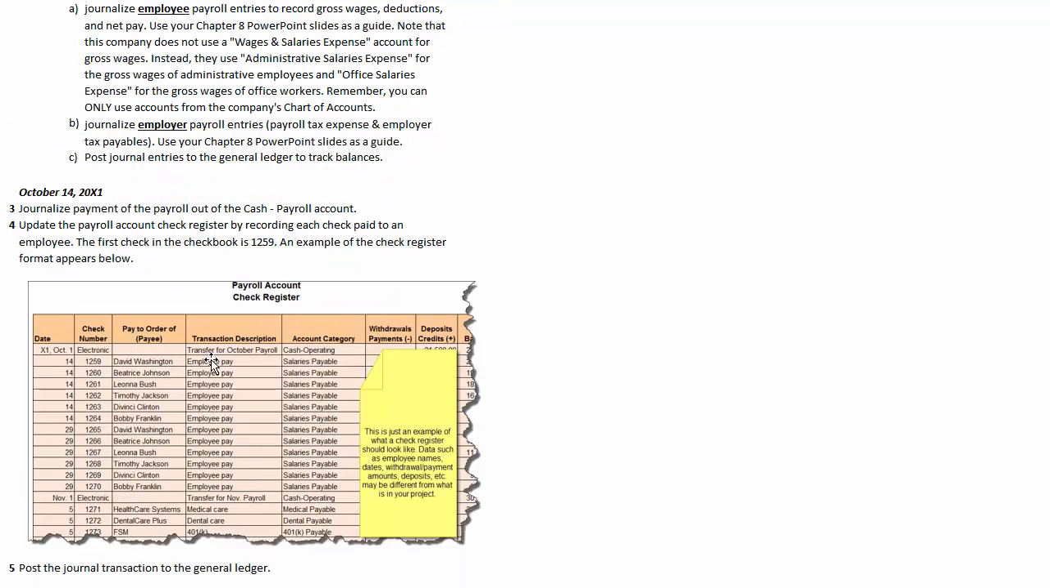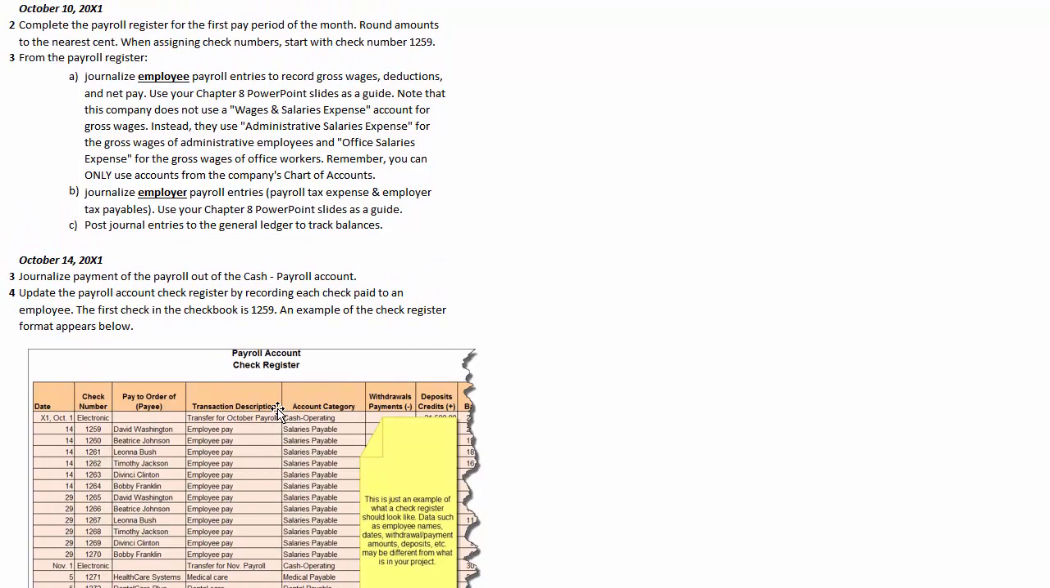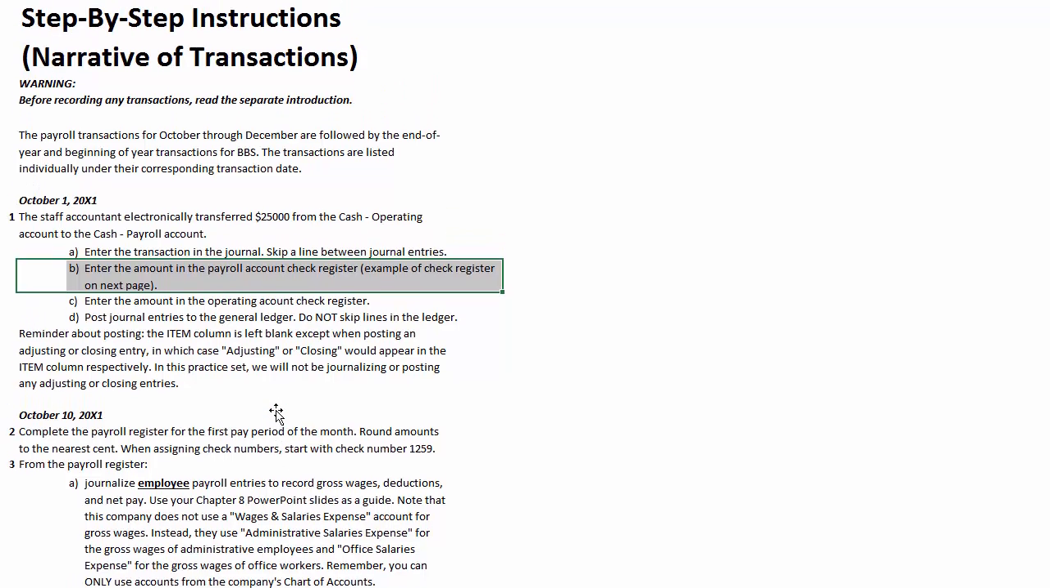So later on, you will see in the payroll account check register, later in the month, we're going to pay employees. And during this quarter, these were the names of the employees. So the transaction description is just employee pay, and what category did it go to, salaries payable, etc. So that's a payroll account check register and what it looks like.